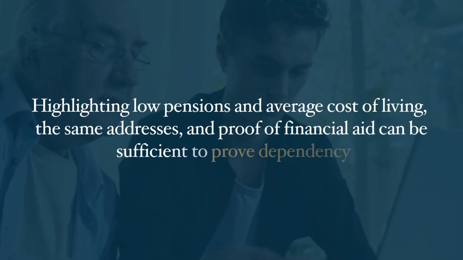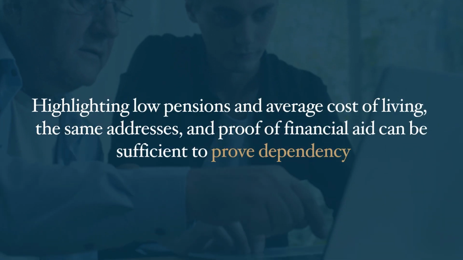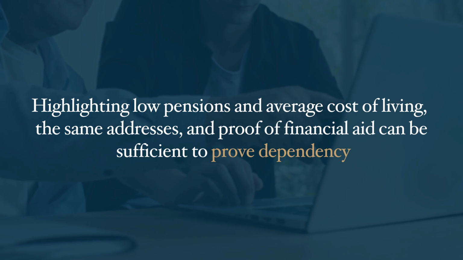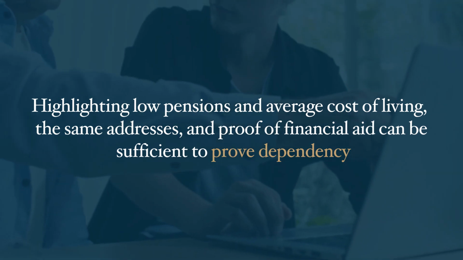For parent and grandparent dependents, highlighting low pensions and average cost of living, the same addresses, and proof of financial aid can be sufficient to prove dependency. Bank transfers, tuition payments, rent payments, and other evidence can go a long way in proving that a family member is dependent on the main applicant or spouse.